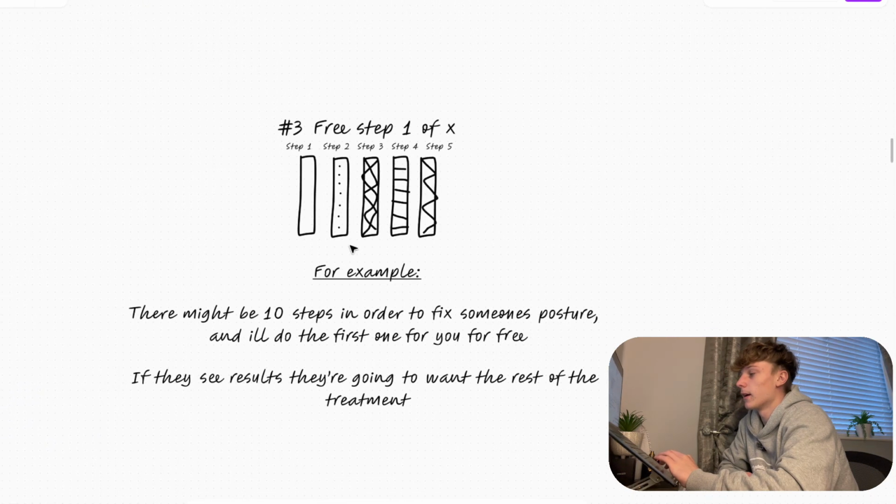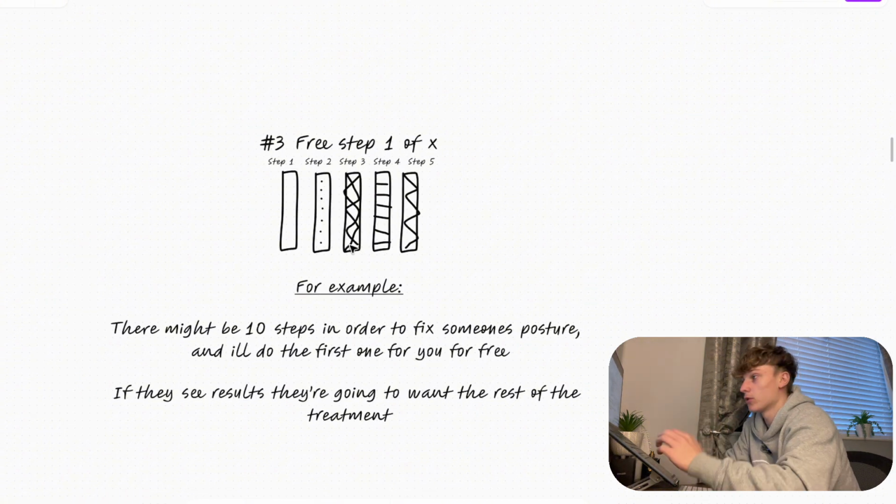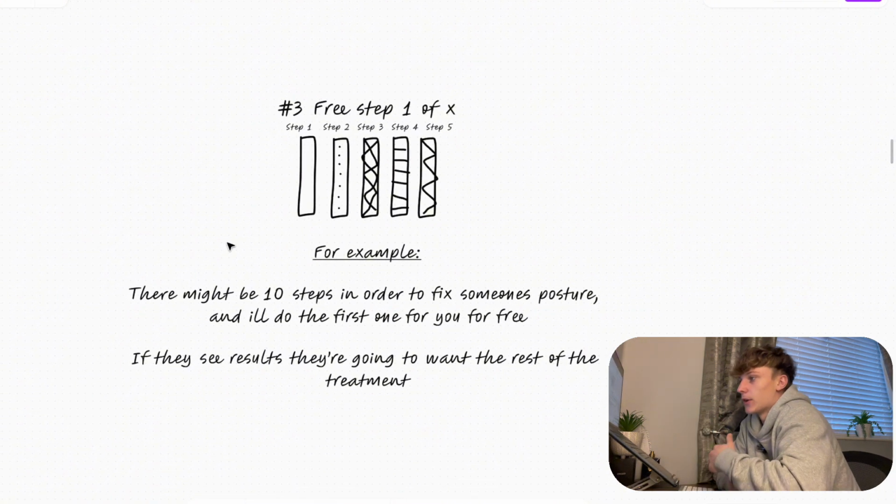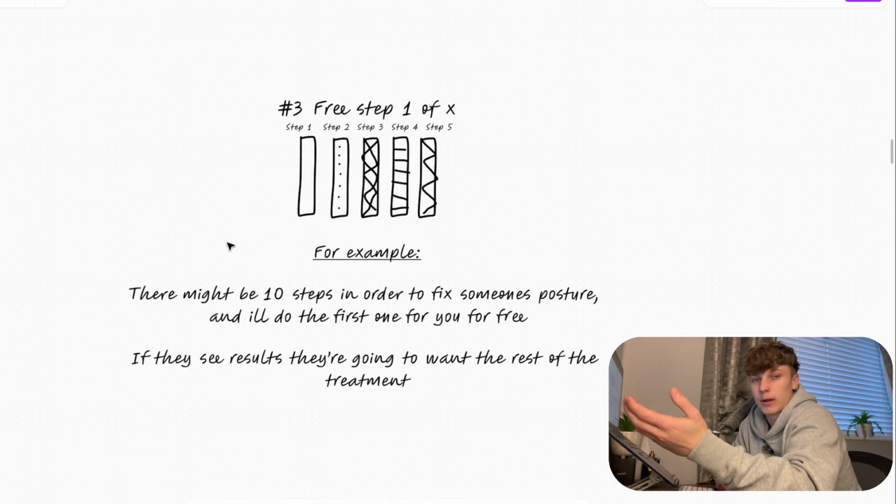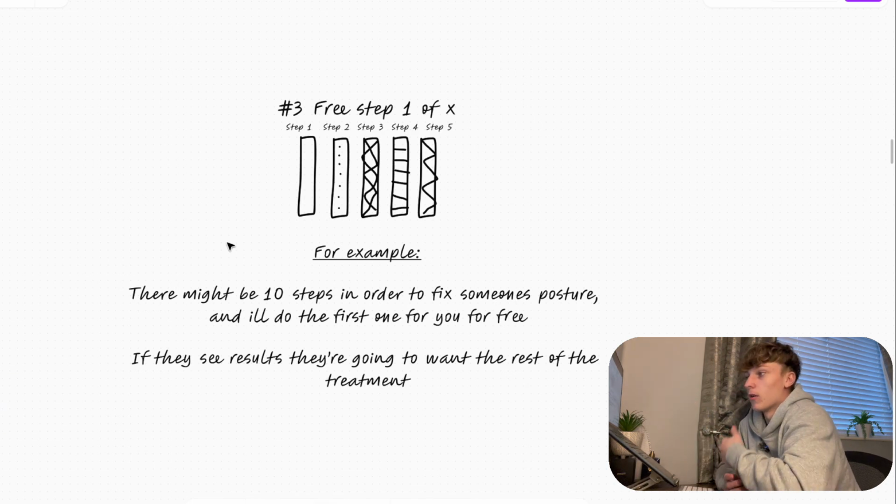So the third lead magnet is a free step of a multi-step process. There might be 10 steps in order to fix someone's posture, and the chiropractor might say, I'll do the first one for you for free.